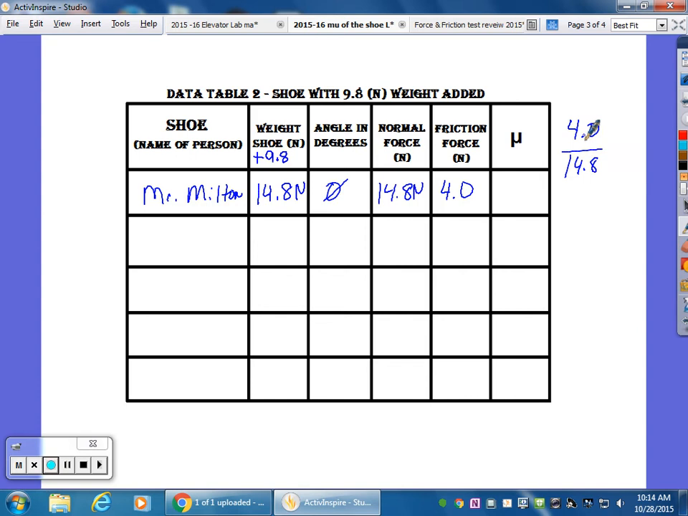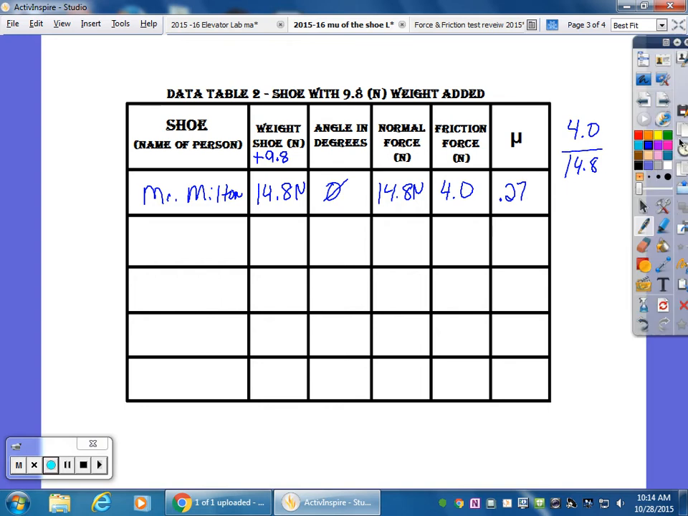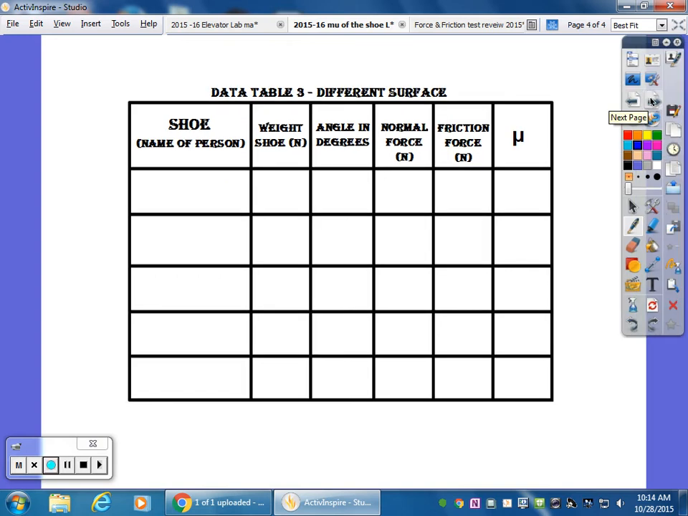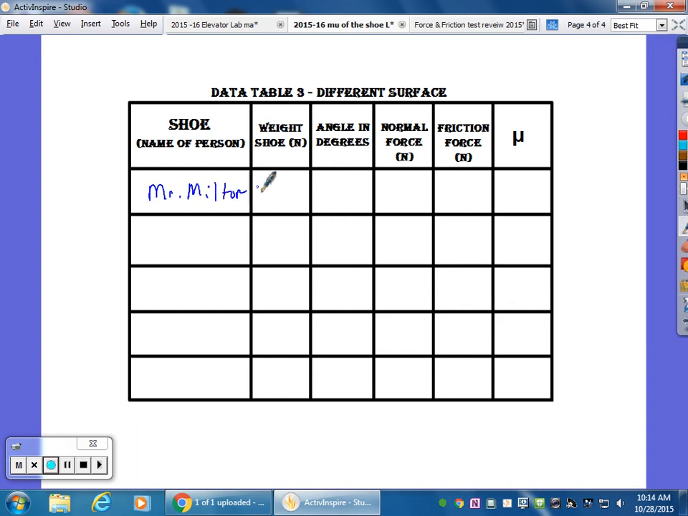Of course, you're going to need to do this for your own, so you can get your own numbers. But mine would be 0.27. And then finally, the last one is, again, me. This is right back to where my shoe was to begin with, so I'm going to put 4 there and 4 there.